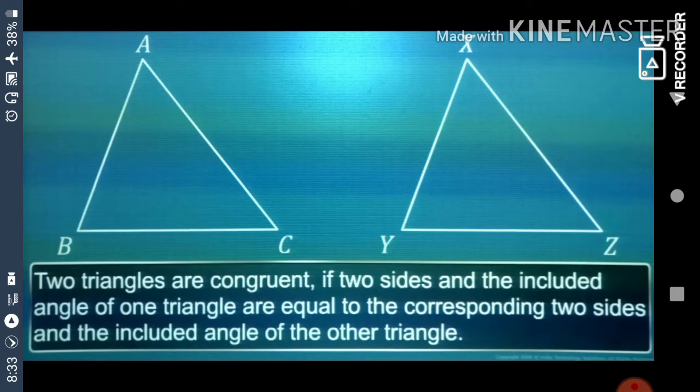So we can say two triangles are congruent if two sides and the included angle of one triangle are equal to the corresponding two sides and the included angle of the other triangle.